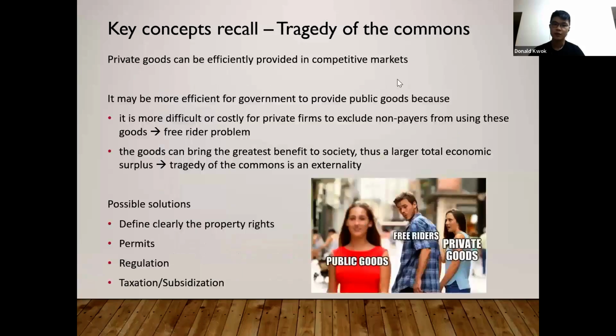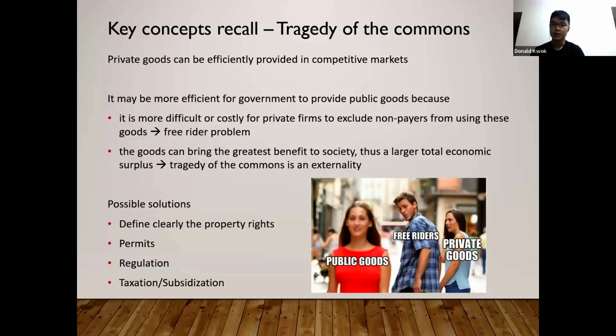So the next thing to go through is about the treasury of the commons. Private goods can be efficiently provided in competitive markets, except when there is externality. But in this chapter about public goods in particular, it may be more efficient for the government to provide them. And there are two reasons for that. The first one is that it is more difficult or costly for private firms to exclude non-payers from using these goods.